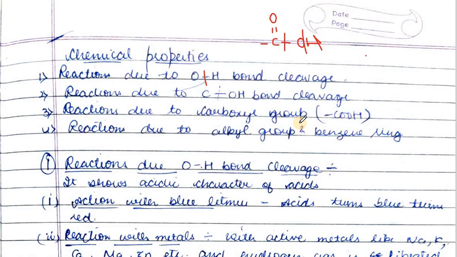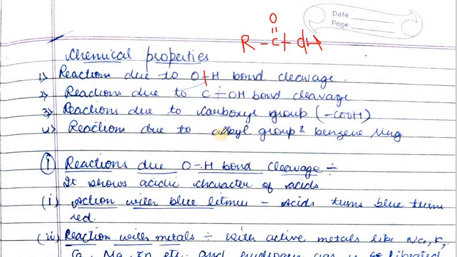So we have reactions in which the OH bond breaks, and second, the carbon oxygen bond breaks, and third, the reactions in which the whole carboxyl group is involved, and last is due to the alkyl group, that is the group attached here, alkyl group, or it is the benzene group attached. So we have 4 categories of reactions.